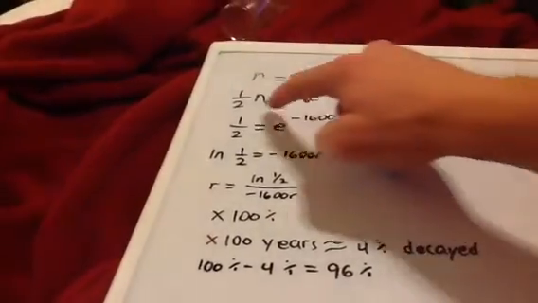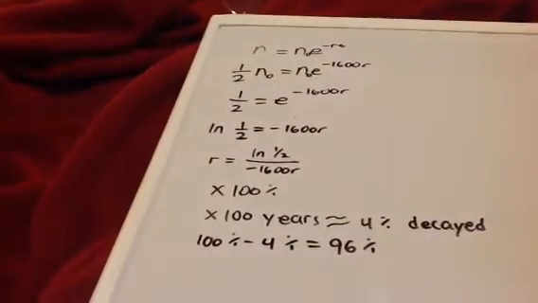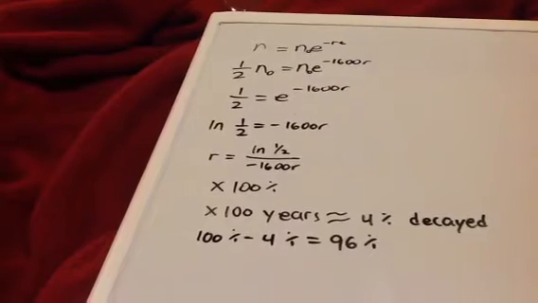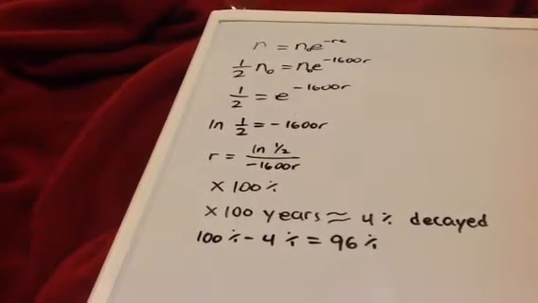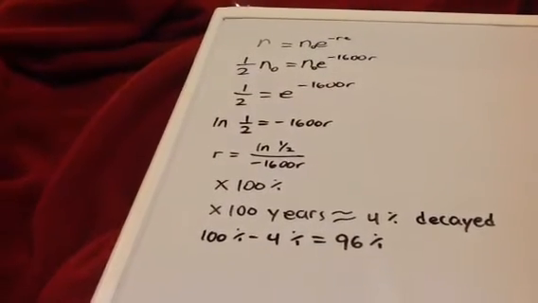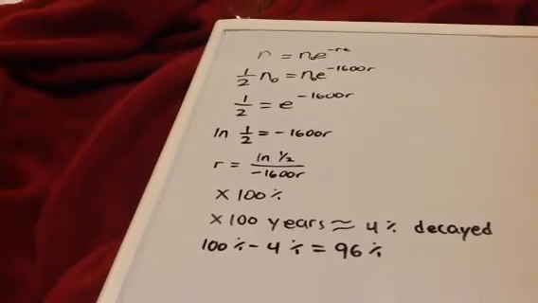And then we can go ahead and divide out our initial amount. It doesn't matter what it is because the two numbers are going to be the same, so it's going to divide to equal 1. And so we end up with 1/2 equals e raised to the negative 1600r.